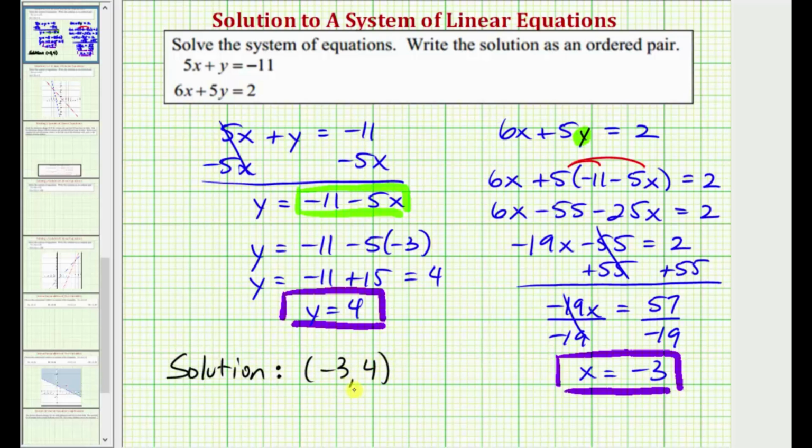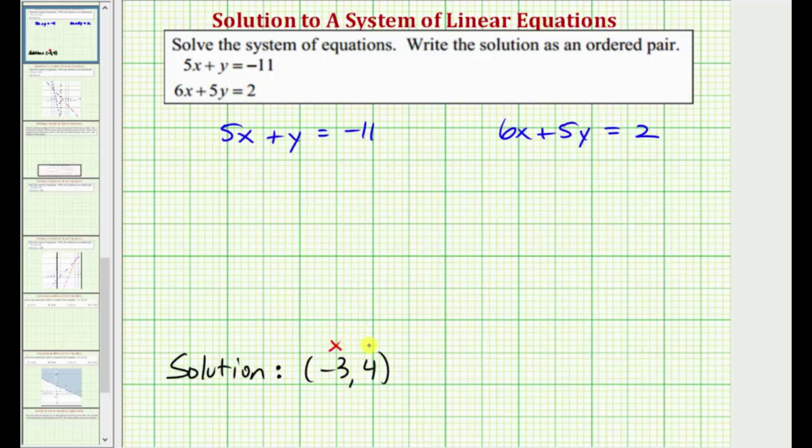Which again means this ordered pair would satisfy both of the equations in our system. Let's take the time to check this algebraically as well as graphically. We'll substitute negative 3 for x and 4 for y into both equations to verify it would satisfy both equations. For the first equation, we have 5 times negative 3 plus 4 equals negative 11. Negative 15 plus 4 is negative 11. So the ordered pair does satisfy our first equation.